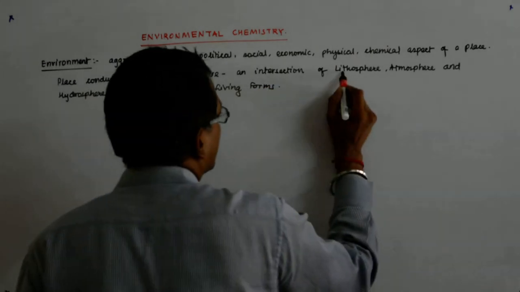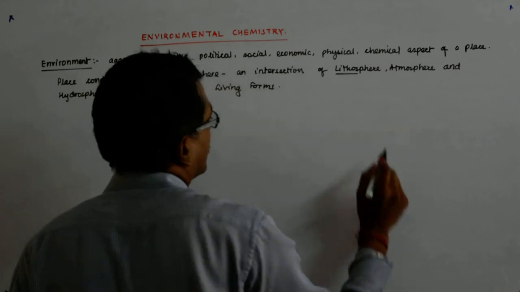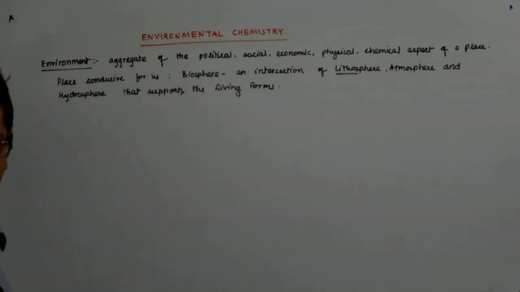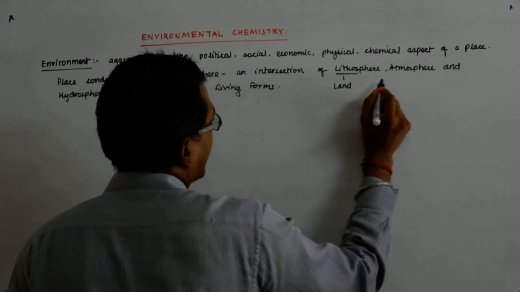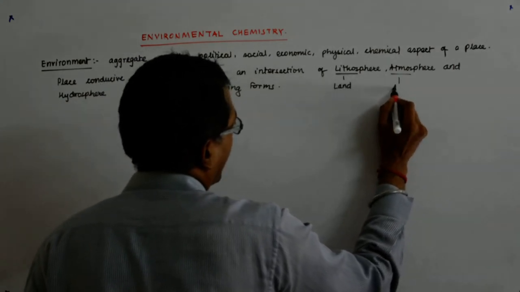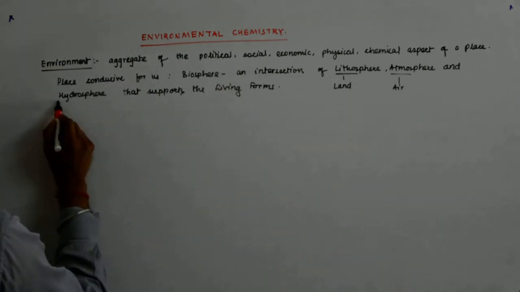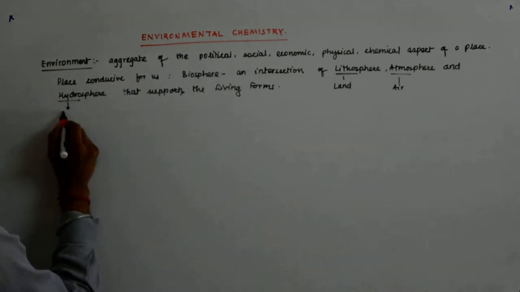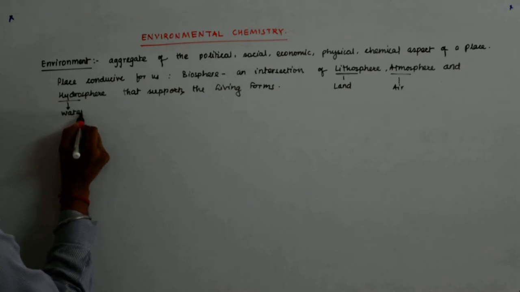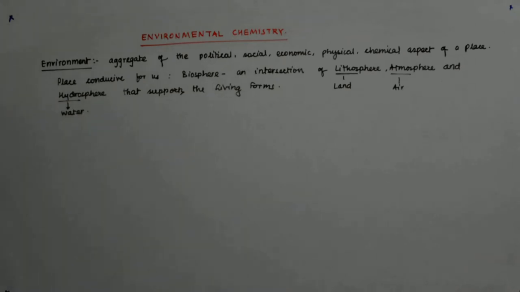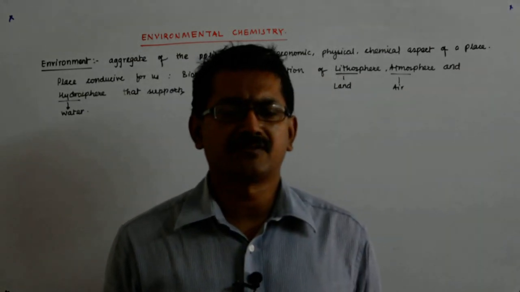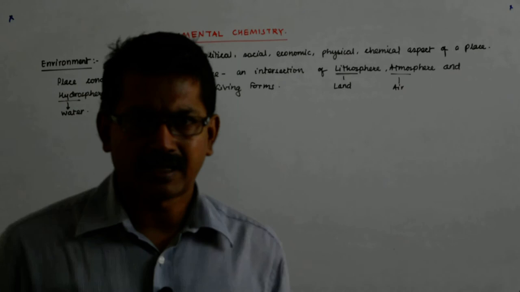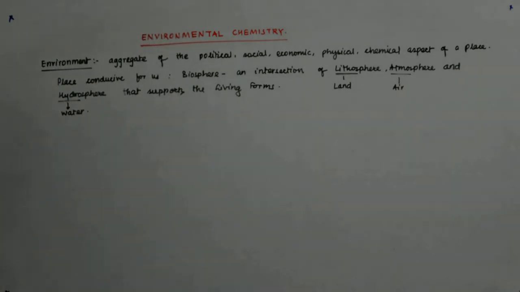Now lithos means rocks, right? Rock. So it stands for the land, and atmos is the air, and hydro is water. What do they mean by conducive? Conducive is that which is good for, or that which supports. Okay, that suits. Better is one that suits.